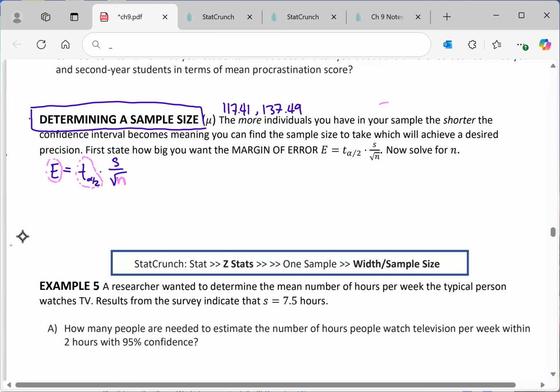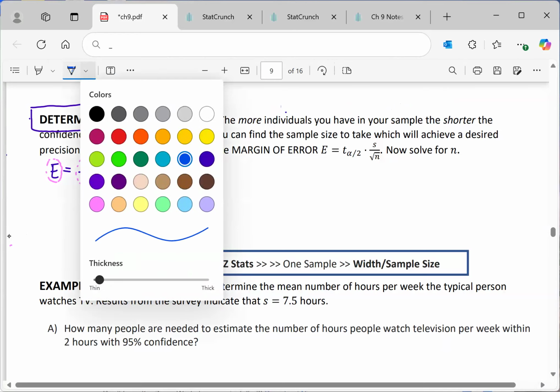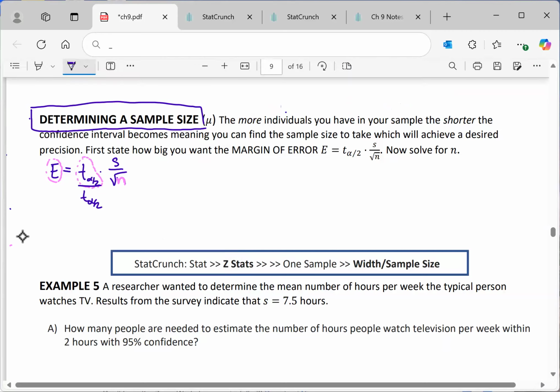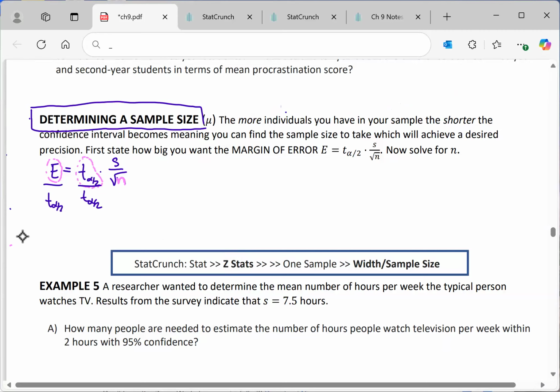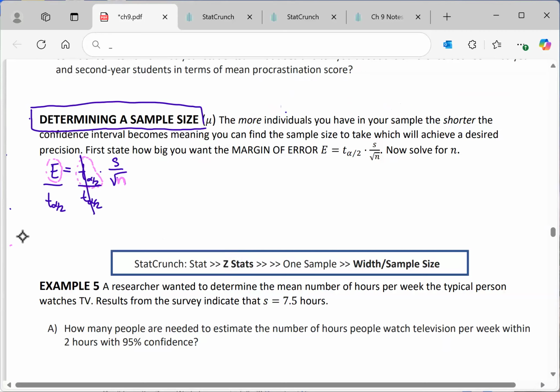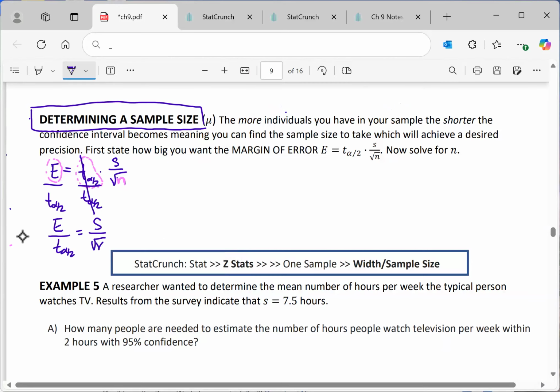So let's do the same thing that we did previously and solve this equation for N. So I'll go kind of fast because we don't really need to know how to do this by hand. I just want to show you where it comes from. And remember, to solve for N, we're going to go ahead and divide by T alpha over 2 on both sides. So that's gone. And so now that gives me E over T alpha over 2 is equal to S over square root of N.